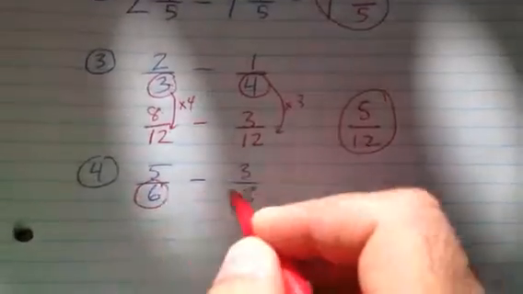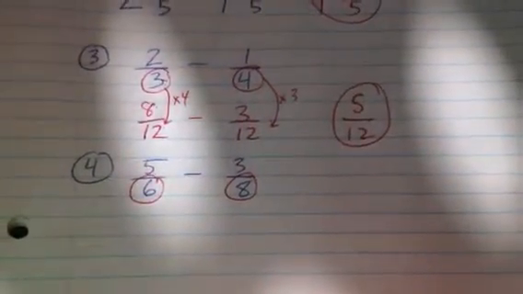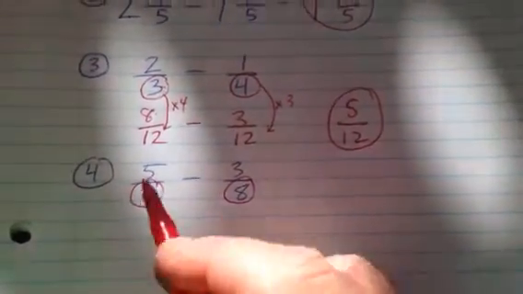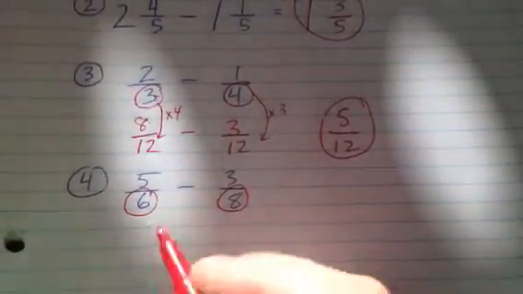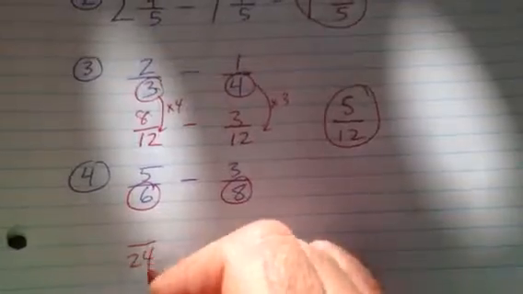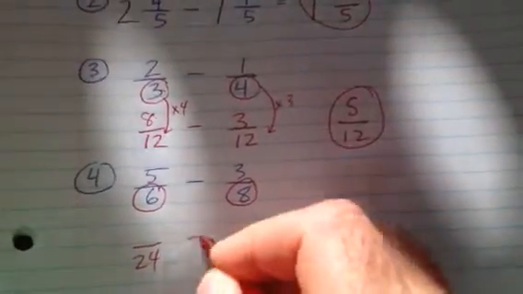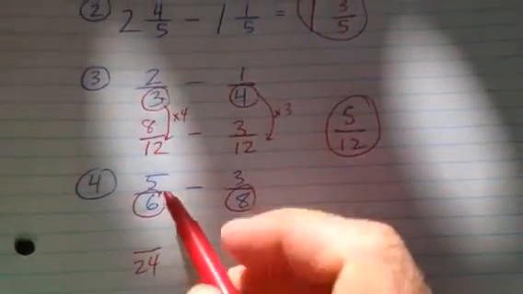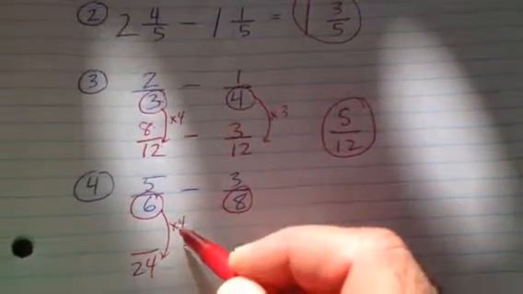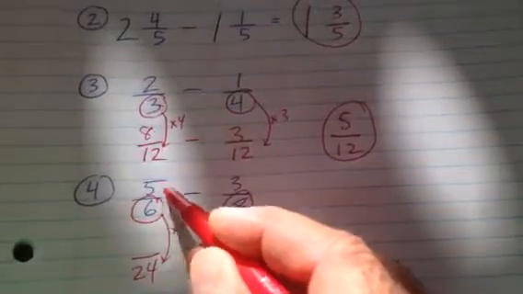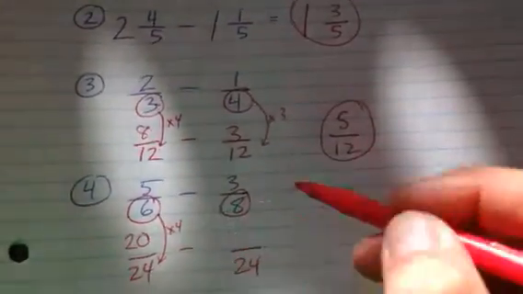So 6 and 8, we have to find a number that both of these will go into. So they both go into 24. So we change them both to 24. And we subtract. But first we ask how many 6's go into 24. That's times 4. So whatever we do to the 6, we do to the 5. So 5 times 4, 20 goes here.